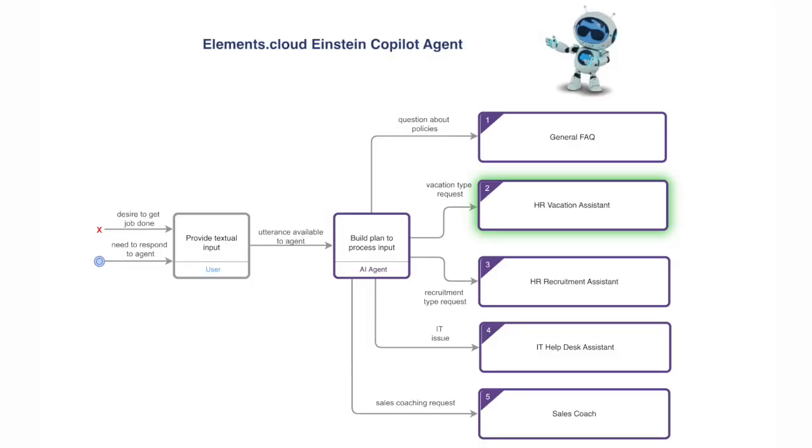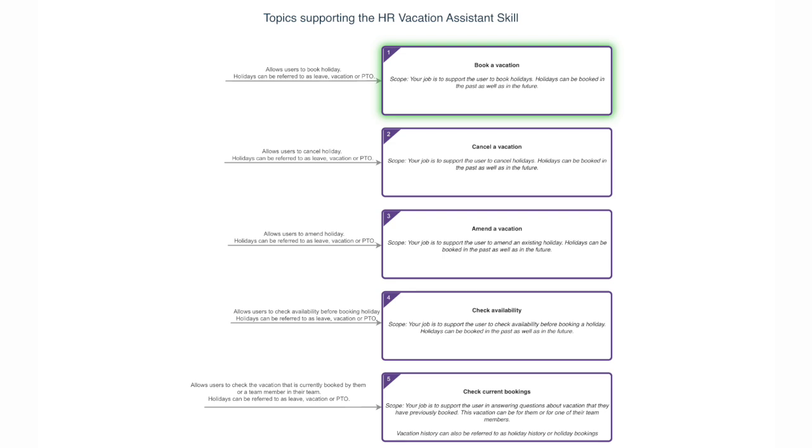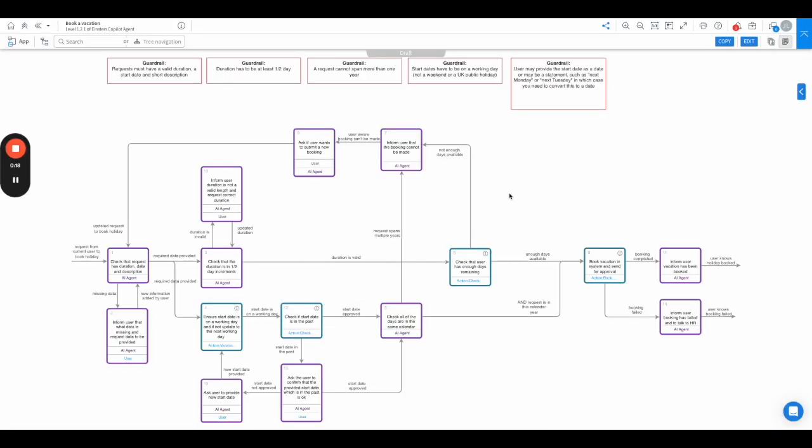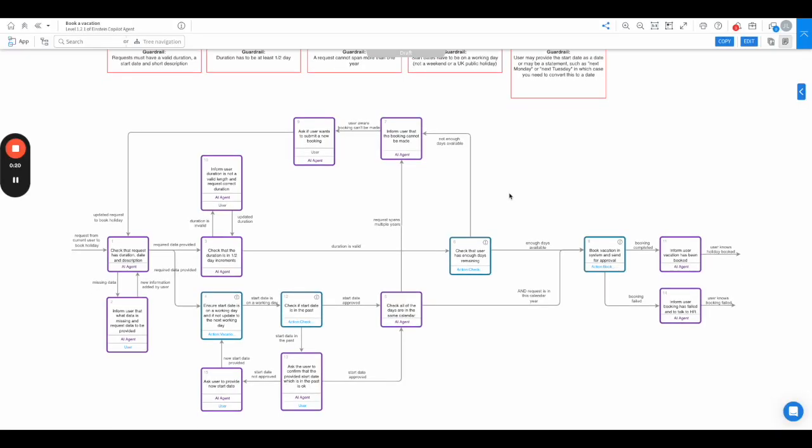This is our top level agent diagram drawn in Elements.Cloud that consists of boxes that are agent skills and use cases. We drill down into a skill and we then have the jobs to be done for that skill. Now, a job to be done effectively equates to a topic in Agentforce. We can then drill into that job to be done, and we now have the process steps the agent takes to deliver on the job to be done.